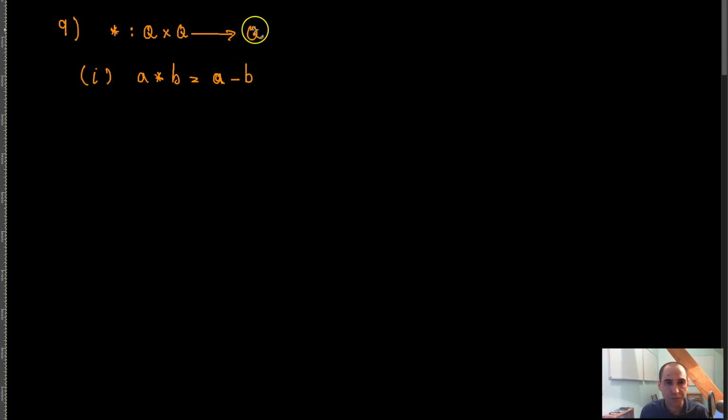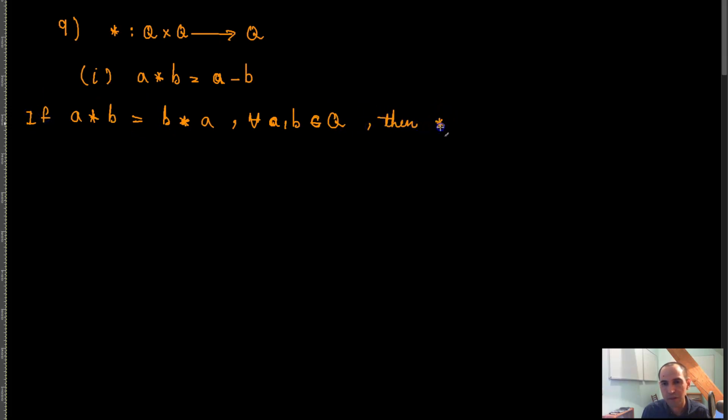Of course, star is not commutative because A minus B is not equal to B minus A. For being commutative, you know that if A star B is equal to B star A for all A and B belonging to the set of rational numbers Q, then you can say that star is commutative. So that is the condition.